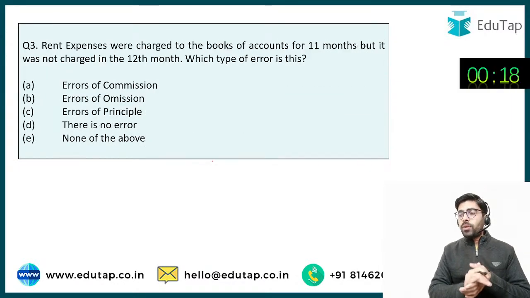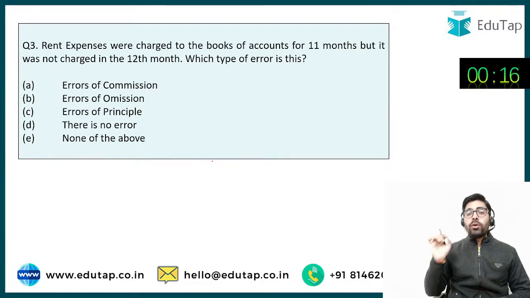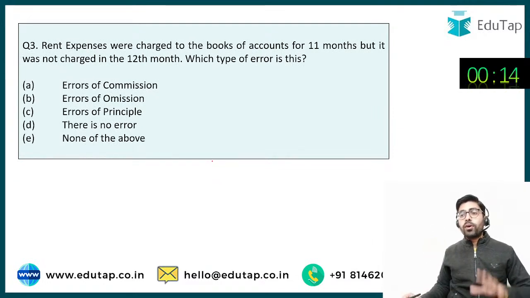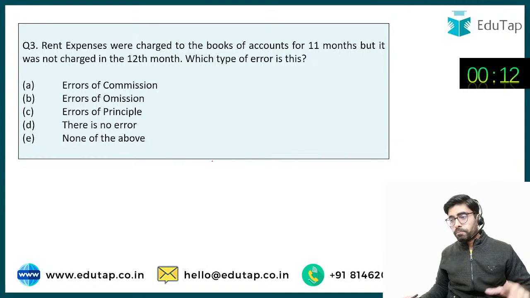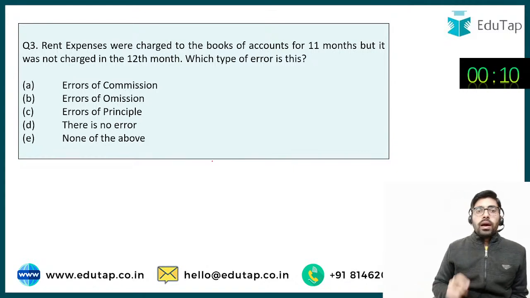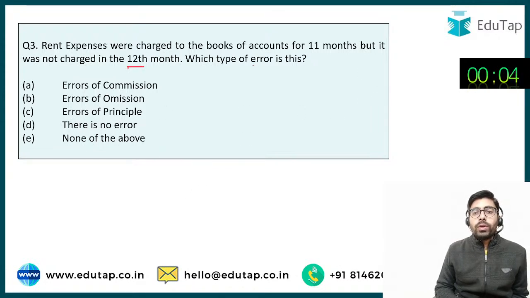So now let's come to the next question, and I want all of you to answer this one correctly because ये पहले discuss हो चुका है. Rent expenses were charged to the books of accounts for 11 months, but it was not charged in the 12th month. Which type of error is this?